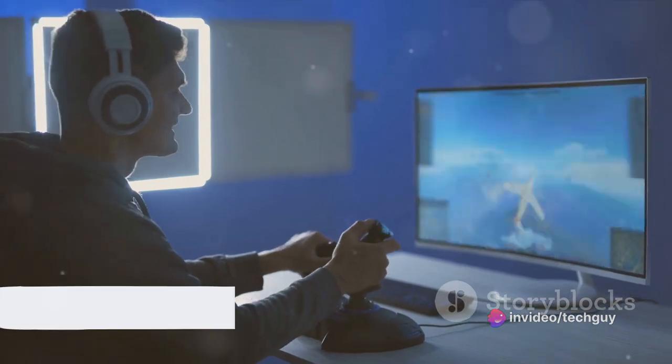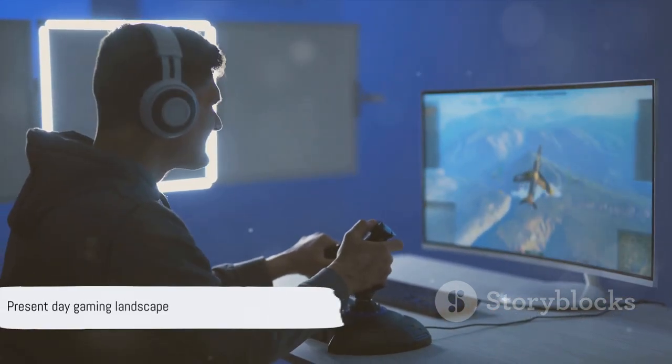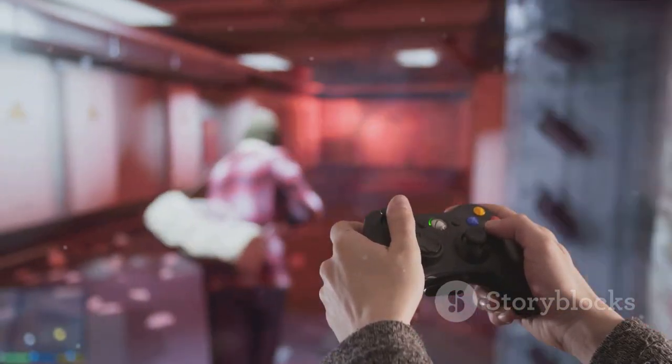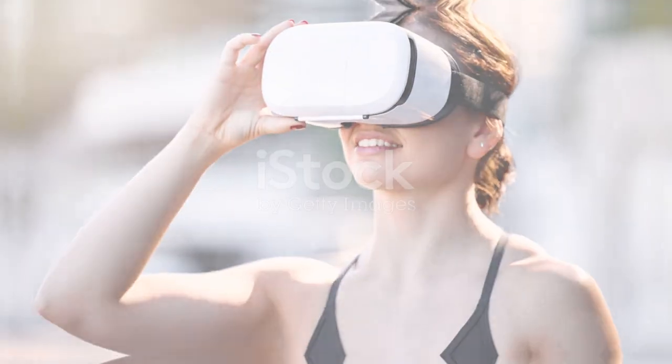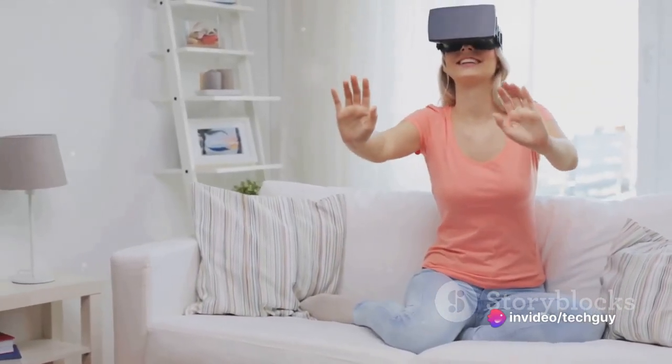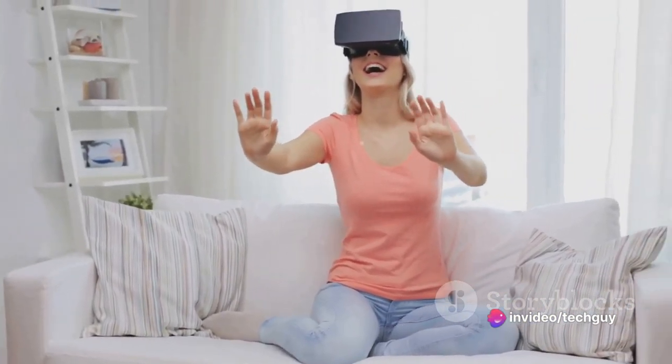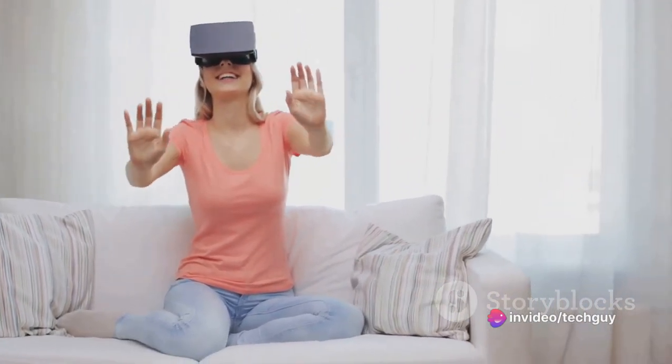And now, we find ourselves in the present day. The PlayStation 5 and Xbox Series X, launched in 2020, represent the pinnacle of gaming technology. They offer unprecedented graphical fidelity, lightning-fast load times, and a host of other features that were unthinkable a few decades ago. But what's next? Well, the future of gaming technology is as exciting as it is uncertain. With advancements in virtual reality, augmented reality, and artificial intelligence, the possibilities are endless.